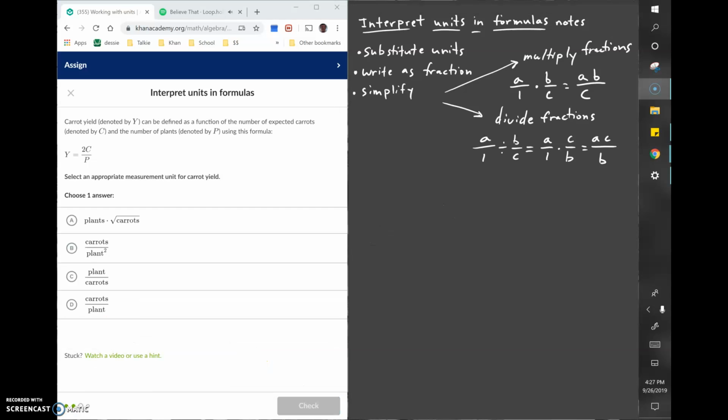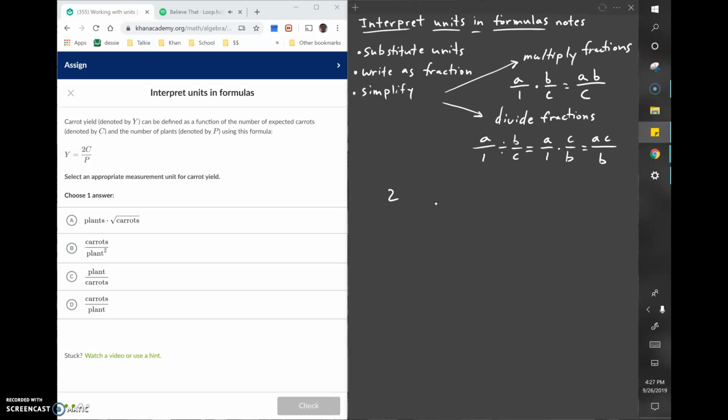Okay, carrot yield denoted by Y can be defined as a function of the number of expected carrots denoted by C and the number of plants denoted by P using this formula. So we've got Y equals 2C divided by P. Select the appropriate measurement unit for carrot yield.